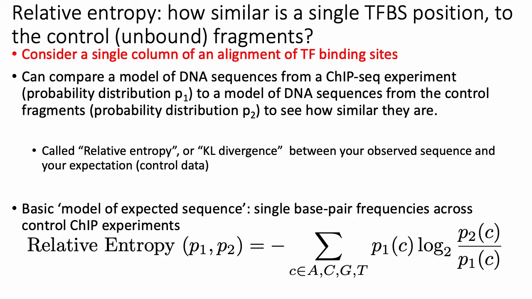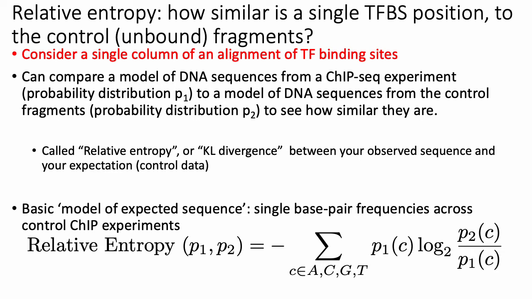Right, and so the general goal of relative entropy is that we're trying to compare a model of DNA sequences that we see from a single column of aligned TF binding sites that you got from, for example, a ChIP-seq experiment, to some model of DNA sequences from the control fragments to see how similar they are. The underlying assumption is that positions in a TF binding site that are important to that TF's DNA recognition, those informative positions, are not likely to look like control DNA fragments. If a TF is recognizing a specific base of its binding site, if it's very sequence specific, then it shouldn't look like the control sequences that are unbound on average.